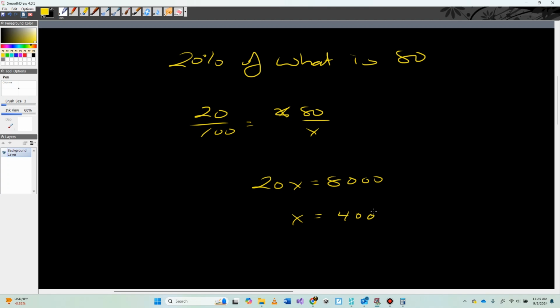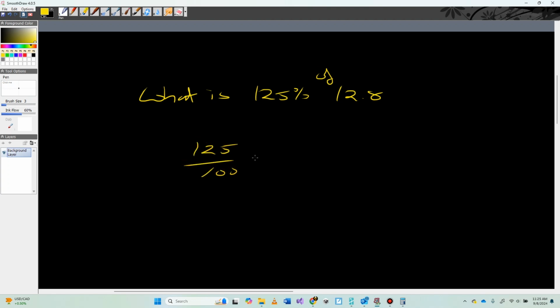Now, it is very possible that they can flip the script on you. For example, they might ask you, what is 125% of 12.8? So let's do that. What is 125% of 12.8? Well, 125% is represented as 125 over 100. Of 12.8 is my whole, and I need to know my part.